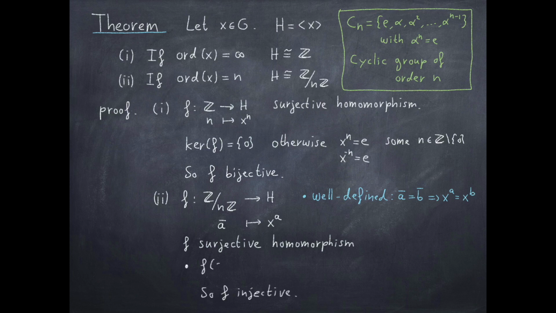To show that the map f is injective, suppose that f of a bar is equal to f of b bar. So this means that x to the power a is x to the power b. This implies that x to the power b minus a is the identity element. By the previous theorem, this means that the order of x, n, should be a divisor of b minus a. But this implies that the two residue classes a and b are the same. So we conclude that f is injective. Since f was also surjective, this means that f is an isomorphism between Z mod nZ and H.